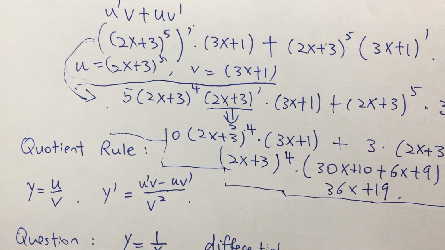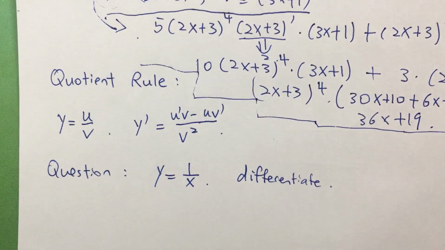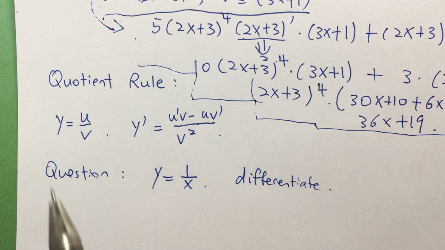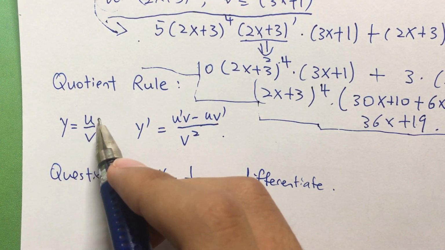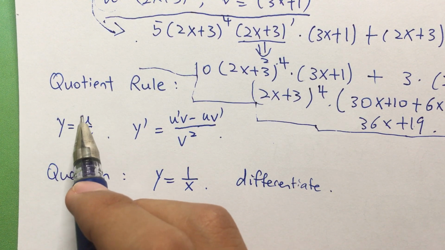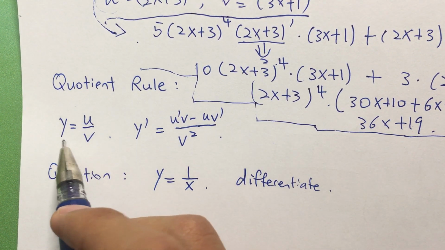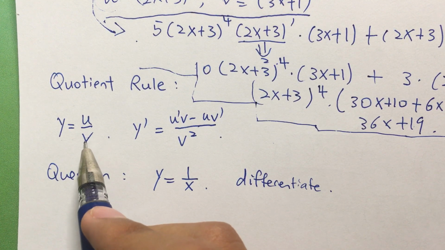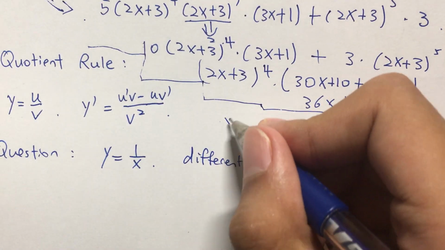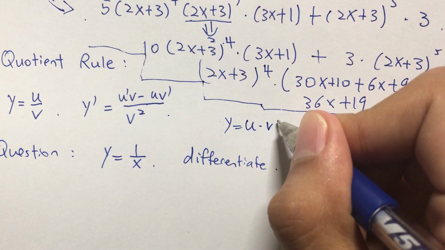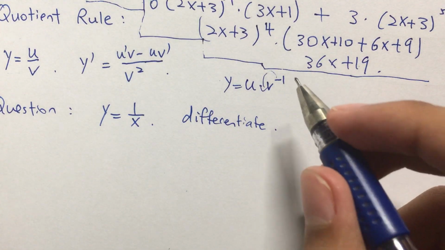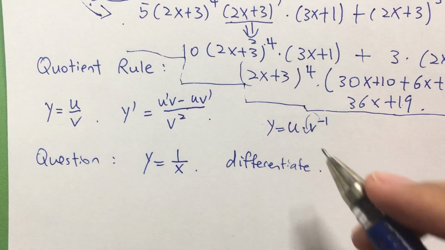And now, let's do the quotient rule. So what is the quotient rule? The quotient rule is something that divides. For example, we have a function that is u over v. So how do we differentiate this? In the past, we do y equals u times v to the power of -1, and we can bring this down. But we have another way.